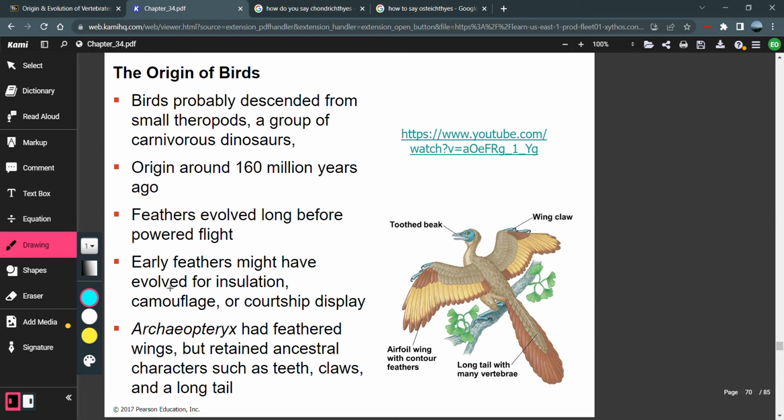Early feathers might have evolved for insulation, camouflage, or courtship display, and feathers evolved long before powered flight. So feathers were either used for camouflage or courtship display.